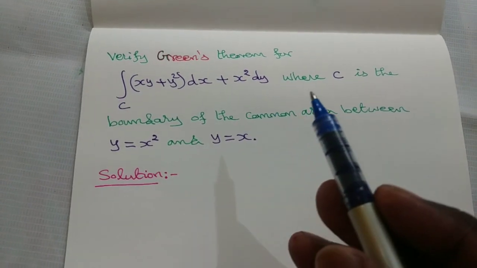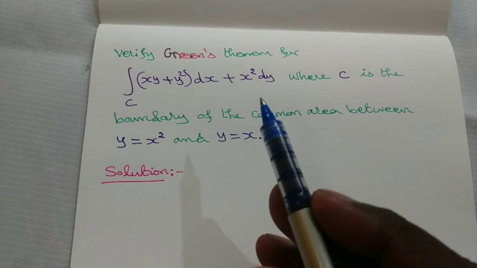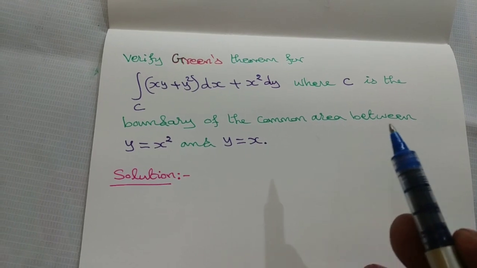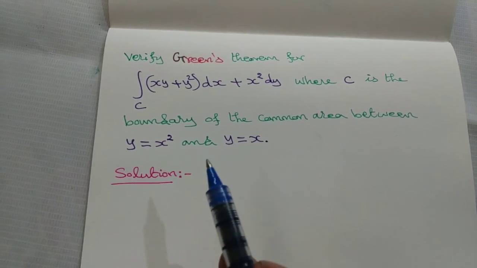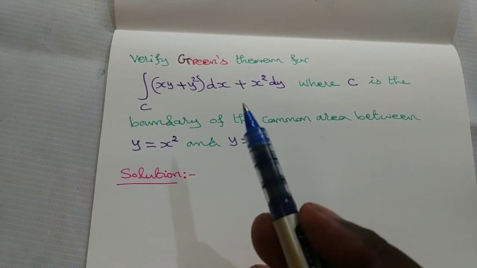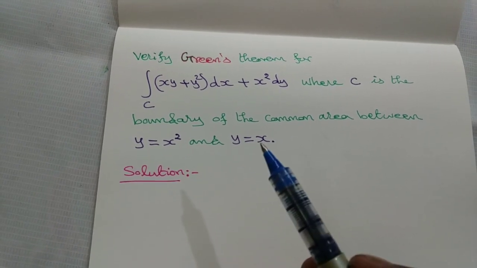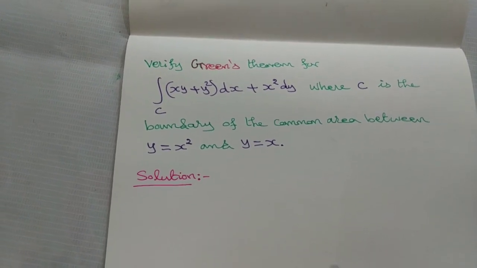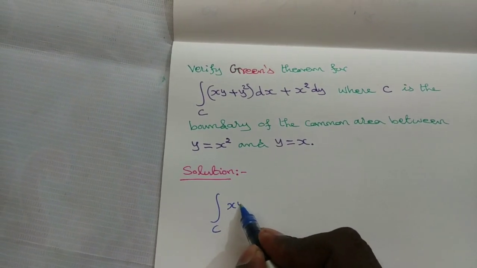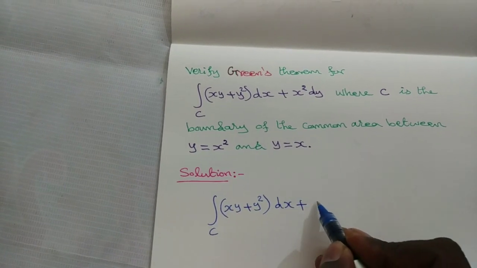Verify Green's theorem for the integral over C of (xy + y²) dx + x² dy, where C is the boundary of the common area between y = x² and y = x. So we have to verify Green's theorem for this integral, where the boundary of the region is a parabola and a straight line.